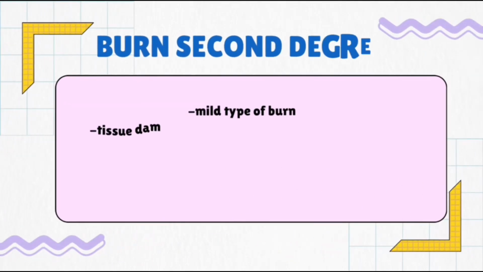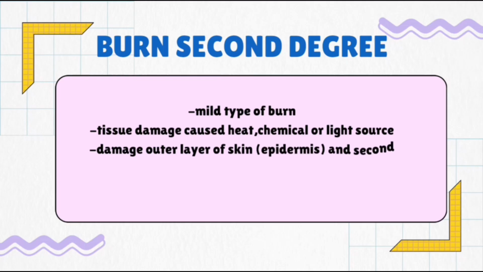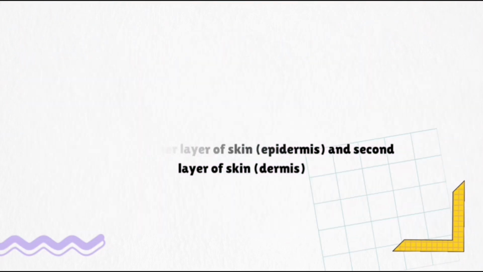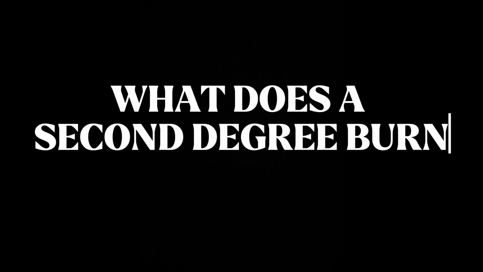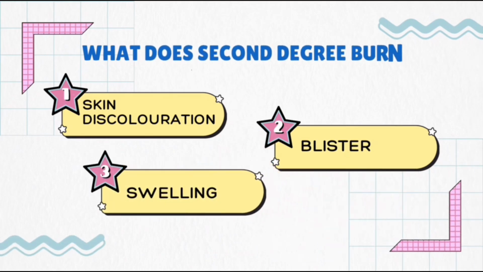So, in detail, a second-degree burn is a mild to moderate burn and is the most common type. A burn is tissue damage caused by a heat, chemical or light source. A second-degree burn damages the outer layer of your skin and the second layer of your skin. The most obvious features of a second-degree burn are skin discoloration, blisters and swelling.